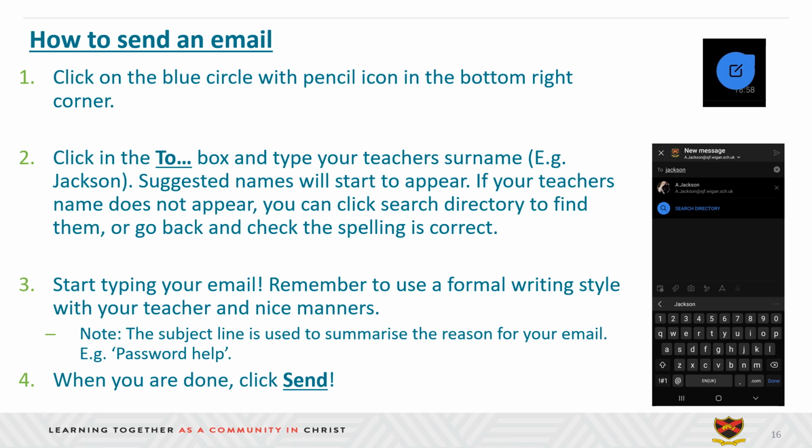If you want to send a new email, you need to click on the blue circle with the pencil icon. It can be seen in the bottom right corner of your screen on most devices. This will bring a pop-up. Click in the To box and type your teacher's surname. So for example, Jackson. Suggested names will start to appear underneath as you type. If your teacher's name does not appear, you can click Search Directory to find them or go back and check the spelling is correct.